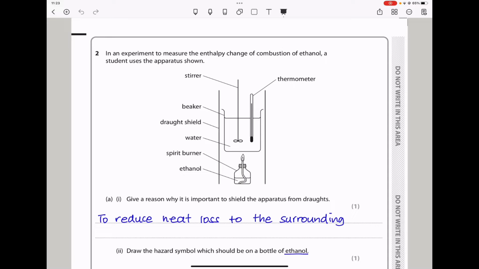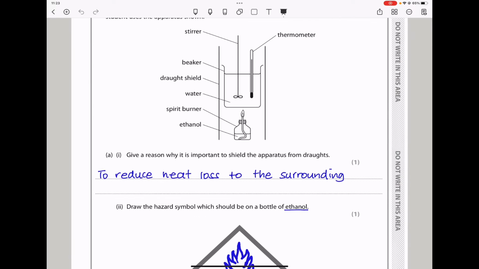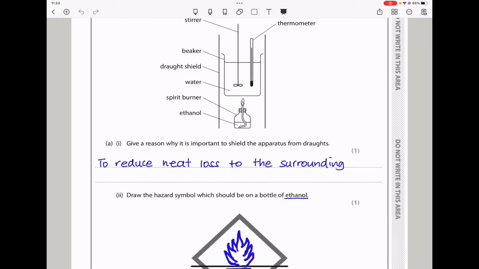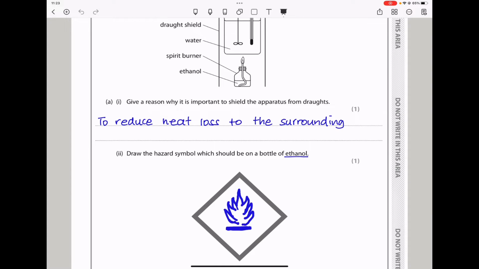Question 2. In an experiment to measure the enthalpy change of combustion of ethanol, a student uses the apparatus we can see here. They use the beaker instead of a copper can, so heat transfer is going to be lower. They use the draught shield, so heat loss is going to be minimized. So we have the water, the spirit burner with ethanol inside, a stirrer, and the thermometer. They ask to give a reason why it is important to shield the apparatus from the draughts. This reduces heat loss to the surroundings, so that is the answer.